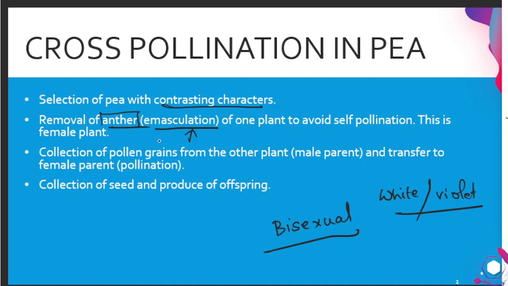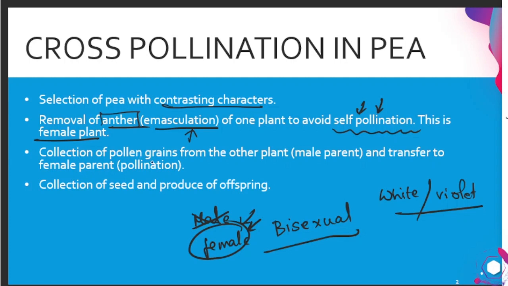Why are you doing it? To avoid self pollination. A bisexual flower means both male and female parts are present. So if I completely remove the male part, then only the female part will be present. After removing the male part, only the female stays there, so you can call it a female plant, right?